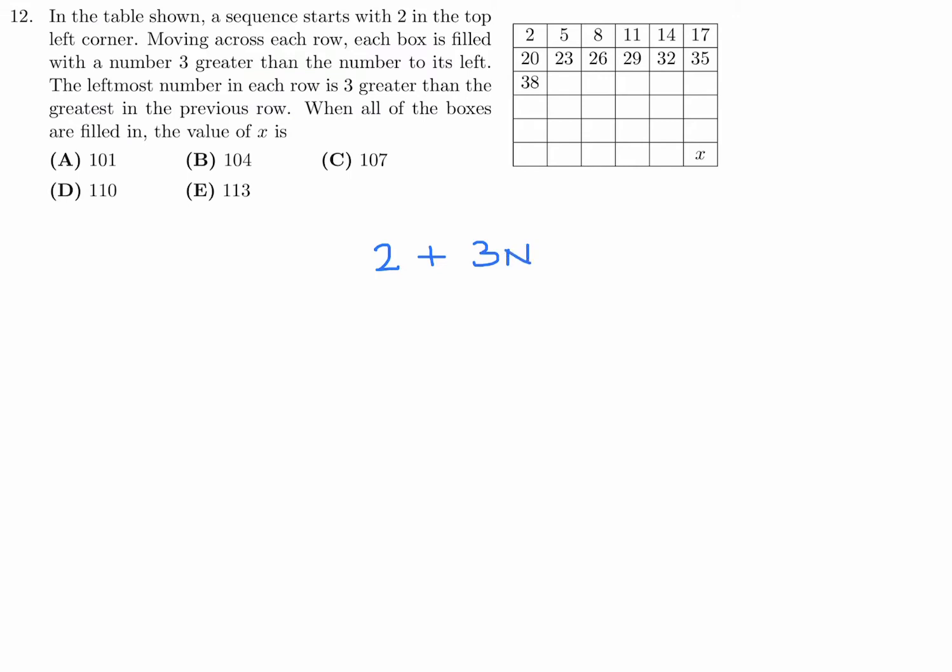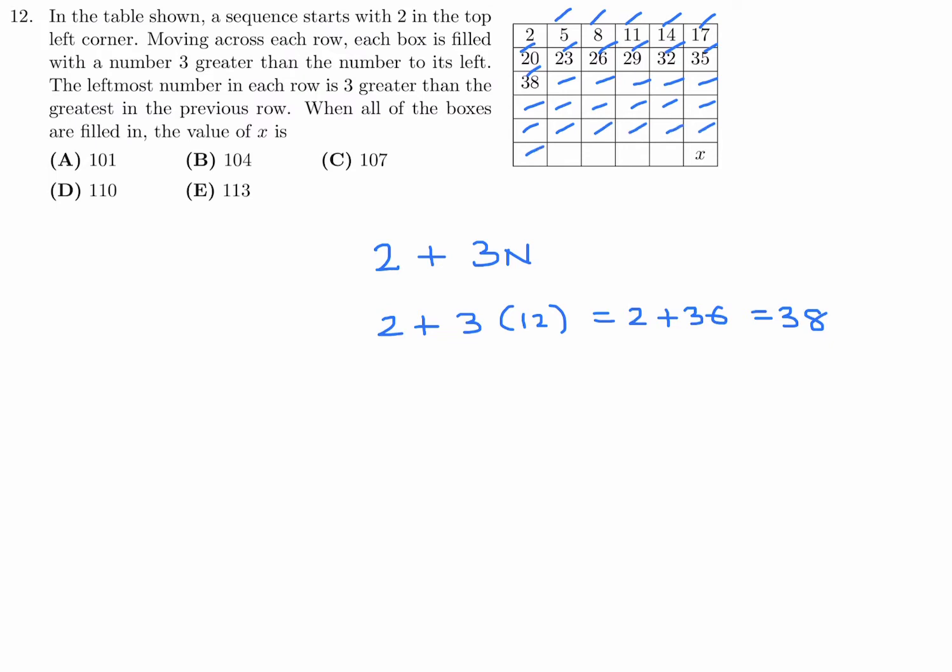So for example, this is n equals 1, n equals 2, 3, 4, 5, 6, 7, 8, 9, 10, 11, 12. So when n is 12, it will be 2 plus 3 times 12, and that is 2 plus 36. And that is how we got that 38. So just keep going. 13, 14, 15, 16, 17, 18, 19, 20, 21, 22, 23, 24, 25, 26, 27, 28, 29, 30, 31, 32, 33, 34, 35.